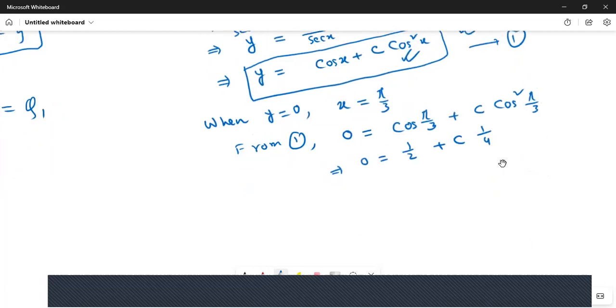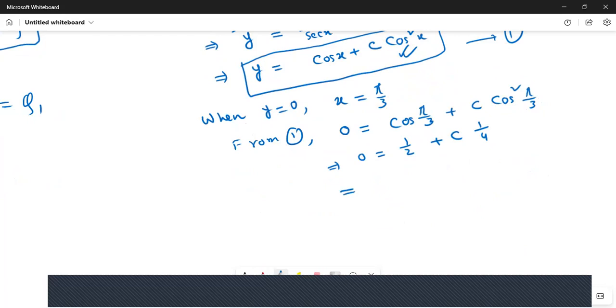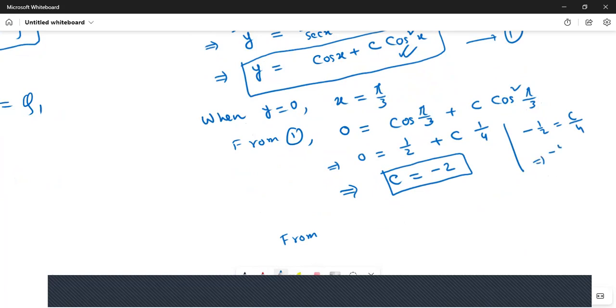So now what will be the value of c? So c will be directly, if you do, it will be -2, I think. Is it right? Check. Yes, done. So it's -2. Okay, you got it. So actually what we have done, minus half equal to c by 4, right? So next it will be like, minus 4 by 2 equal to c, that is -2.